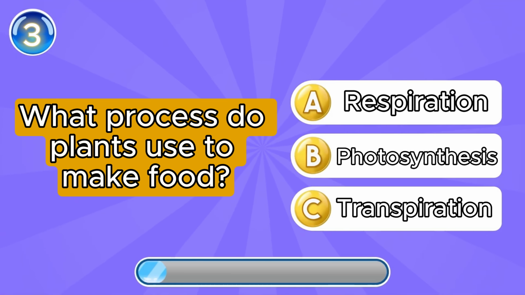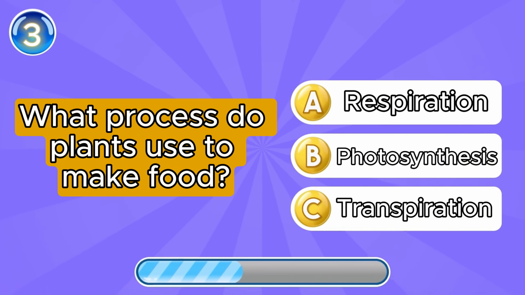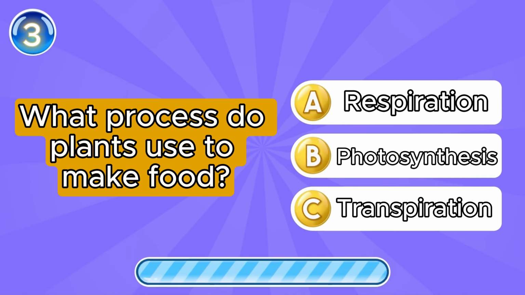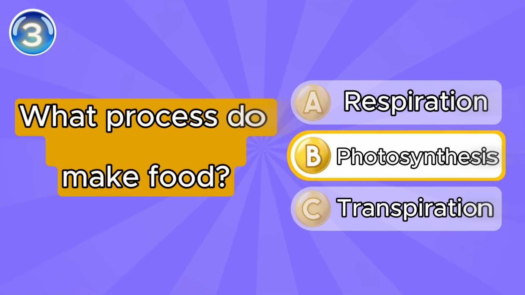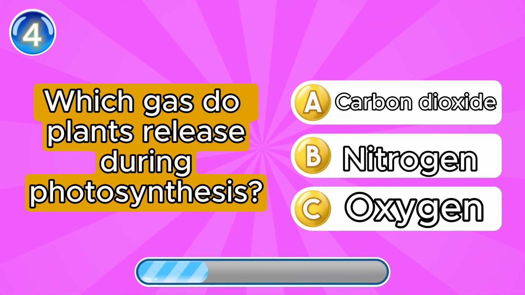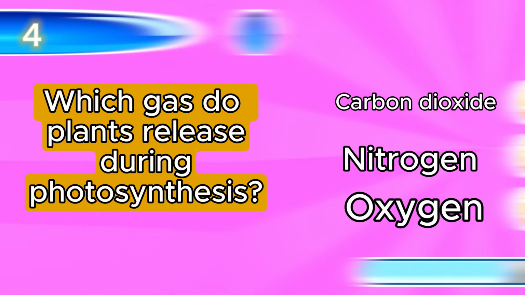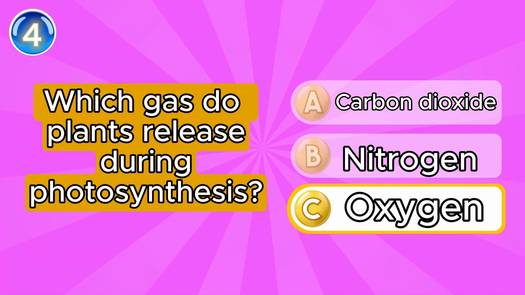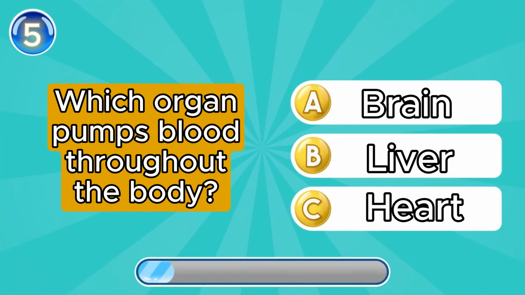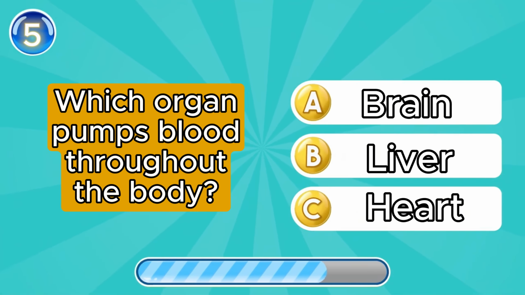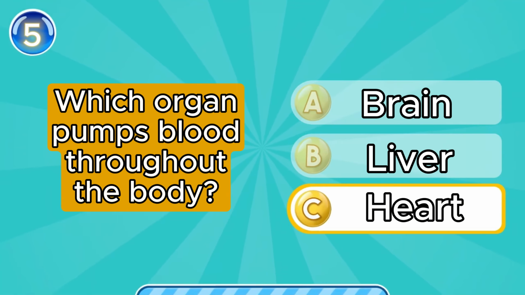What process do plants use to make food? Photosynthesis. Which gas do plants release during photosynthesis? Oxygen. Which organ pumps blood throughout the body? Heart.